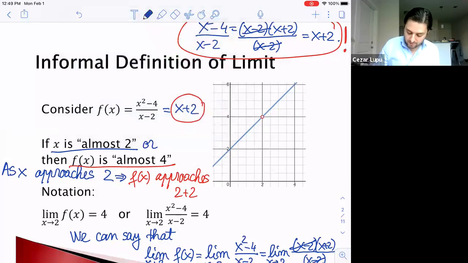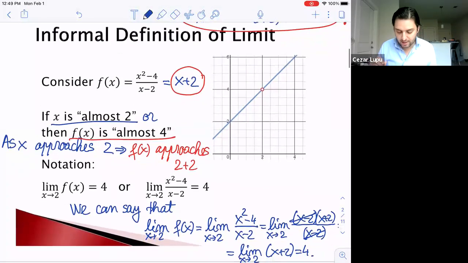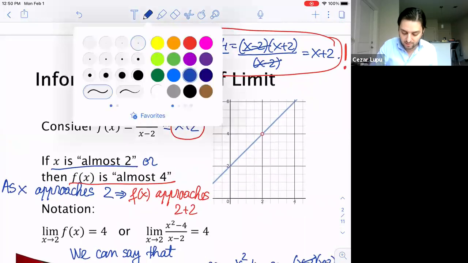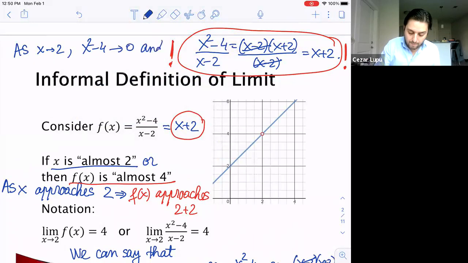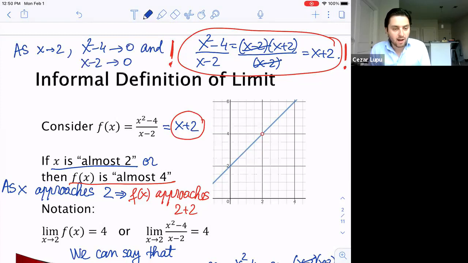Because I want to make sure that you understand, guys, this is a trick here. Let me stress this again. But if you don't know this, you're in trouble, because as x approaches 2, and I'm going to write it like this, x arrow 2, x squared minus 4 will approach 0. And x minus 2 will also approach 0. So as x approaches 2, or as x is almost 2, f of x will be almost what?